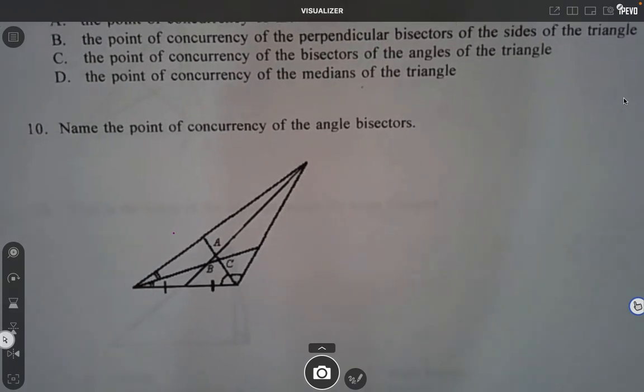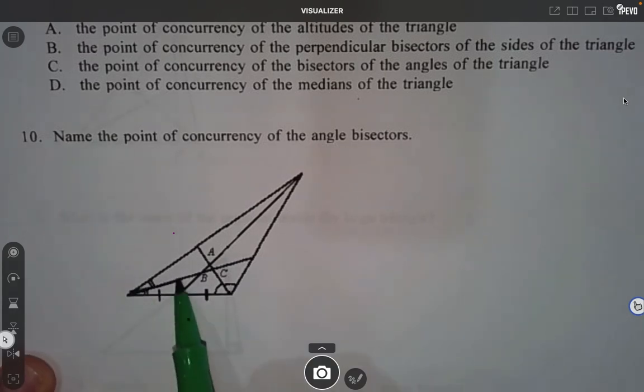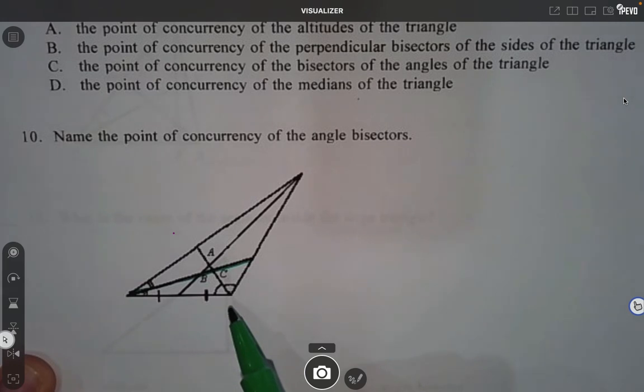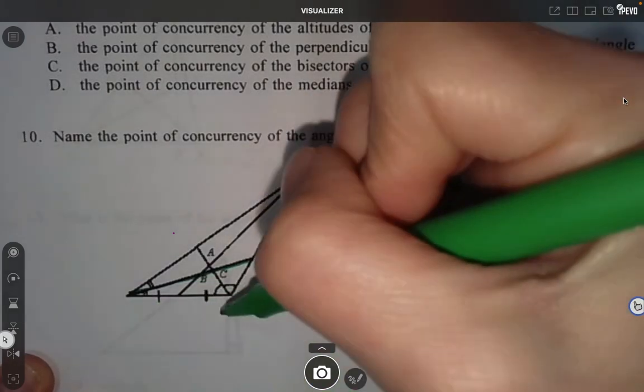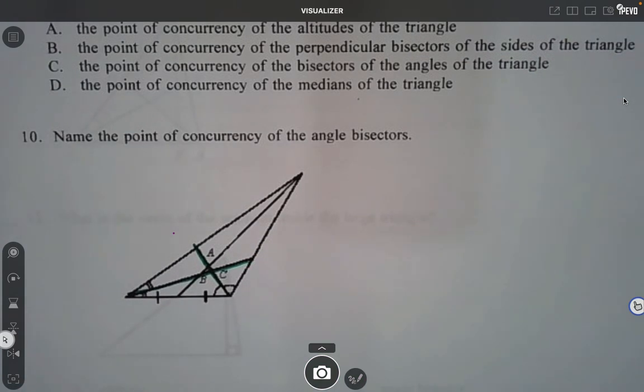Okay. What is the point of concurrency of the angle bisectors? So y'all, there are 2 angle bisectors. Does everybody see that? Where do they mark the 2 angles? This one. Does everybody see this? And this angle is also the one that was split into 2 equal parts. So those 2 lines are angle bisectors. Where do they meet at? C. At point C. So your answer is just C or point C.